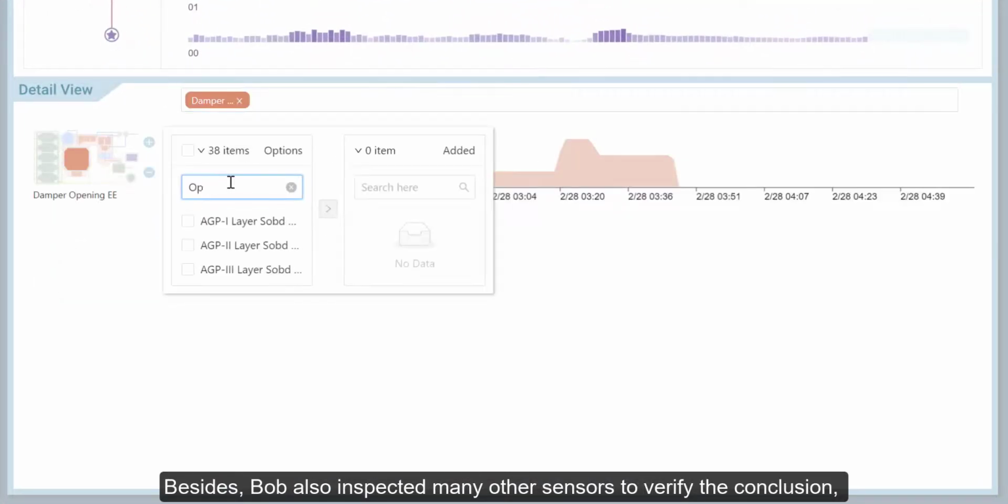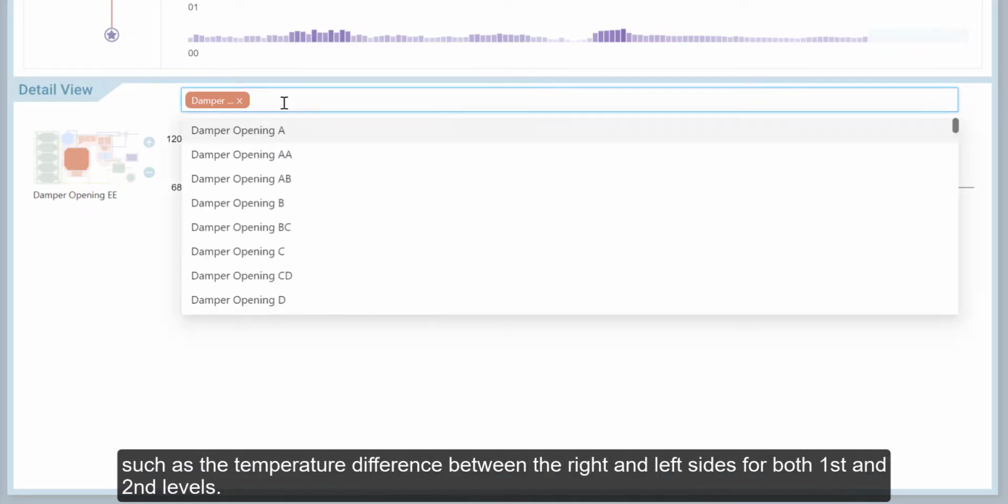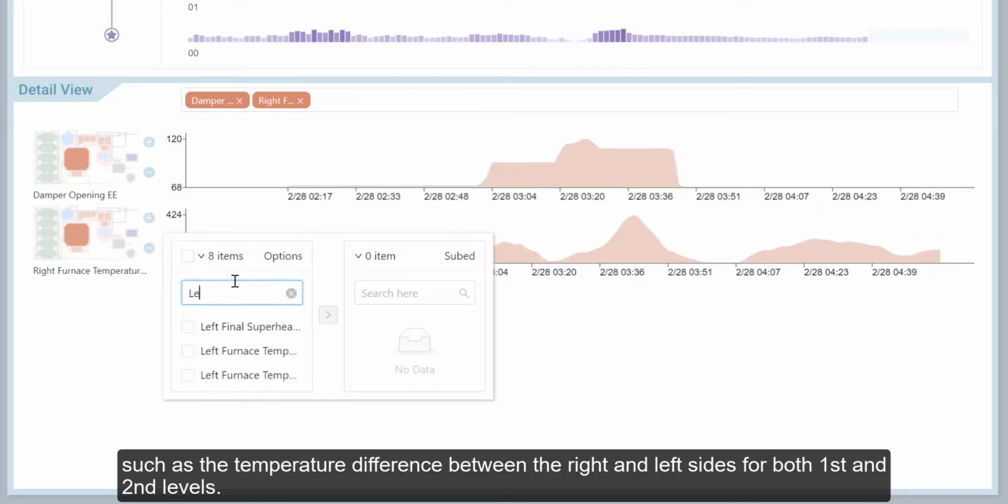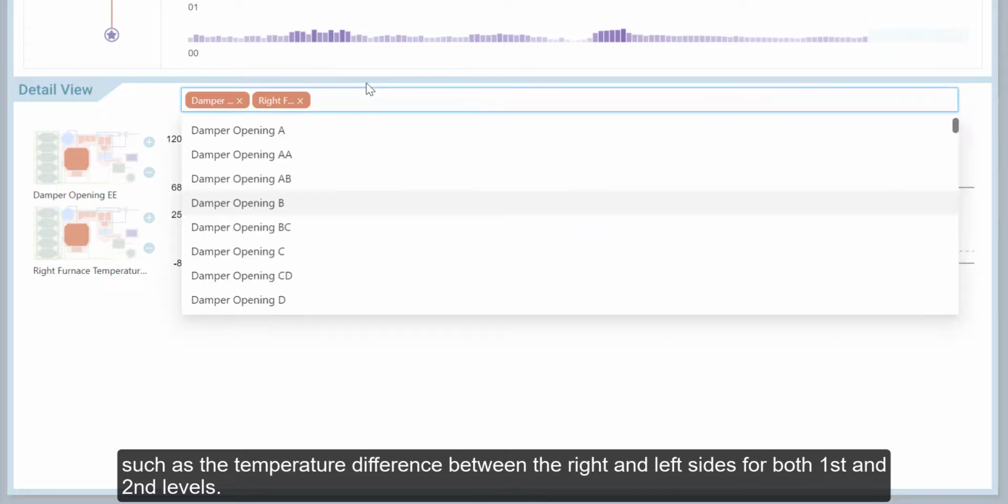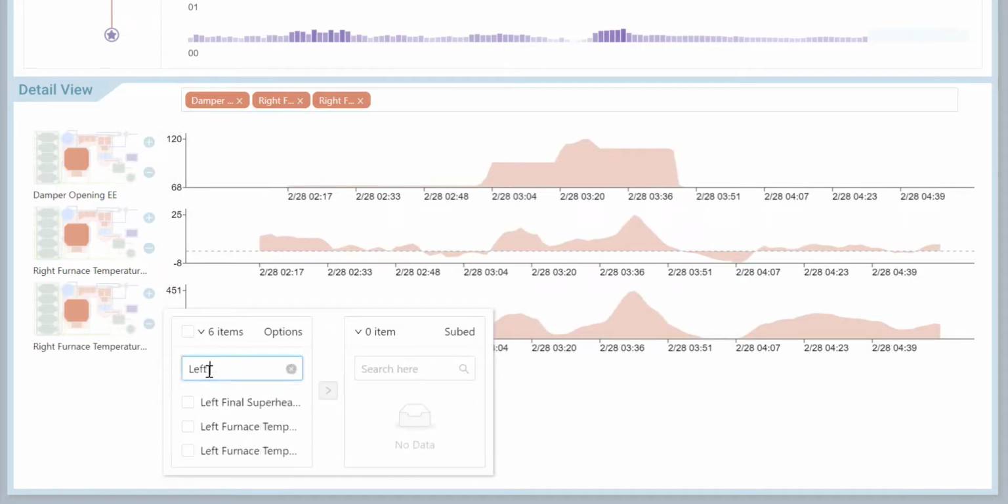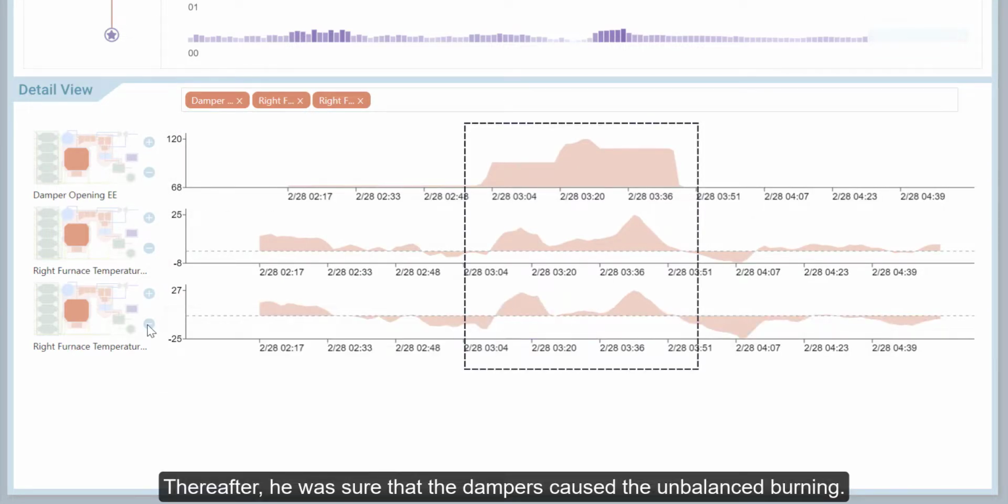Besides, Bob also inspected many other sensors to verify the conclusion, such as the temperature difference between the right and left sides for both first and second levels. Thereafter, he was sure that the dampers caused the unbalanced burning.